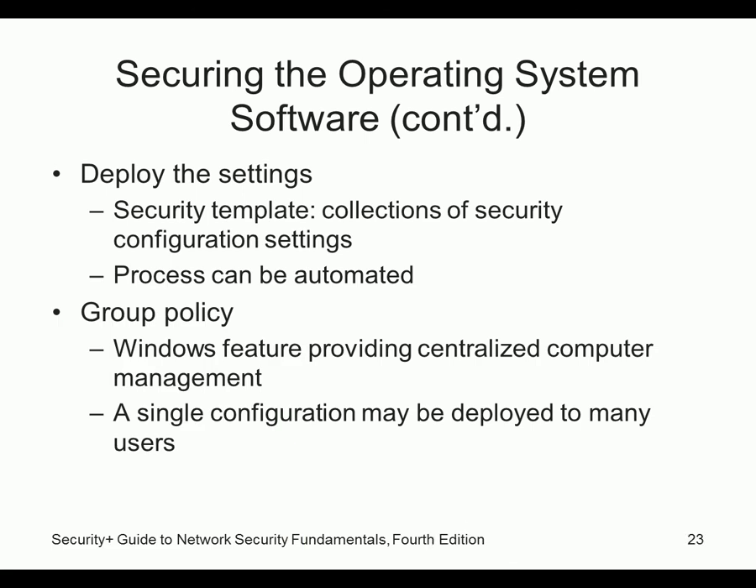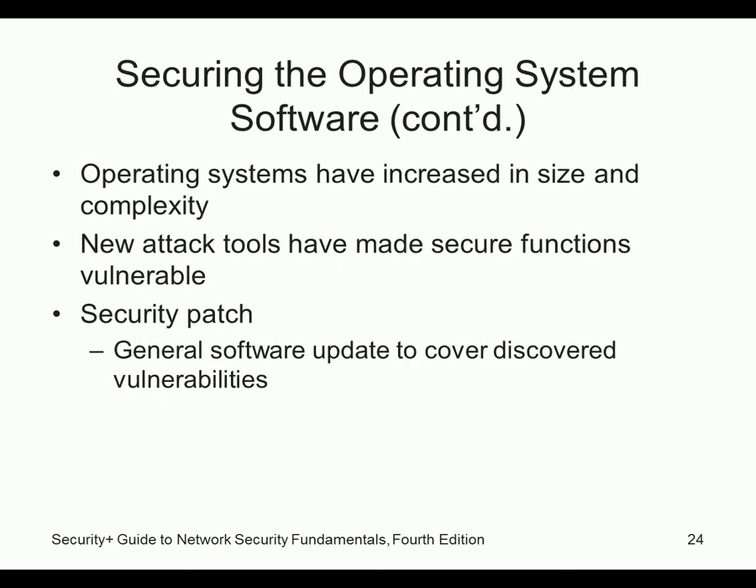Let's continue here. So security templates come with Windows. There also are other ones you can use as well. Active Directory supports group policy. That's where you can actually push out stuff. You can push out firewall settings, update settings, all that stuff automatically. Okay. It says operating systems have increased in size and complexity. Obviously, everything always increases in size and complexity. There are new tools and new vulnerabilities. Now, when Windows 8 comes out, there'll be more vulnerabilities there, or a different set of vulnerabilities.